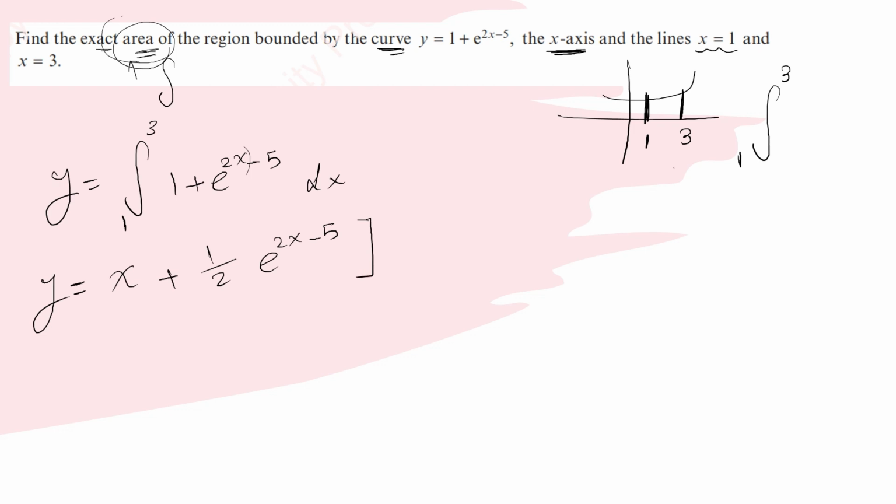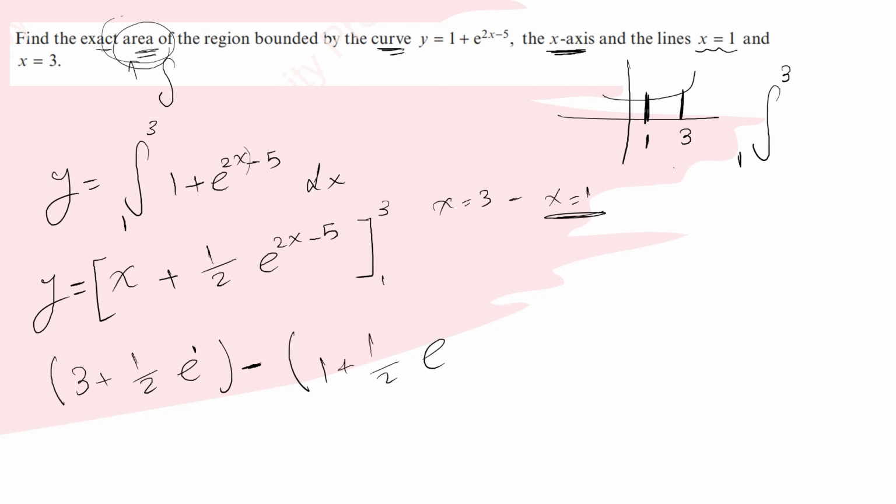And since it is limited from 1 to 3, we substitute x equal 3 minus x equal 1. Only substitution. Okay, here with 3 it will be 3 plus 1 over 2 e power 3, since 6 minus 5 is 1. Okay, I will write it. Minus, with x equal 1, it is 1 plus 1 over 2 e power 2 minus 5, which will be negative 3. Use a calculator to get the final answer.